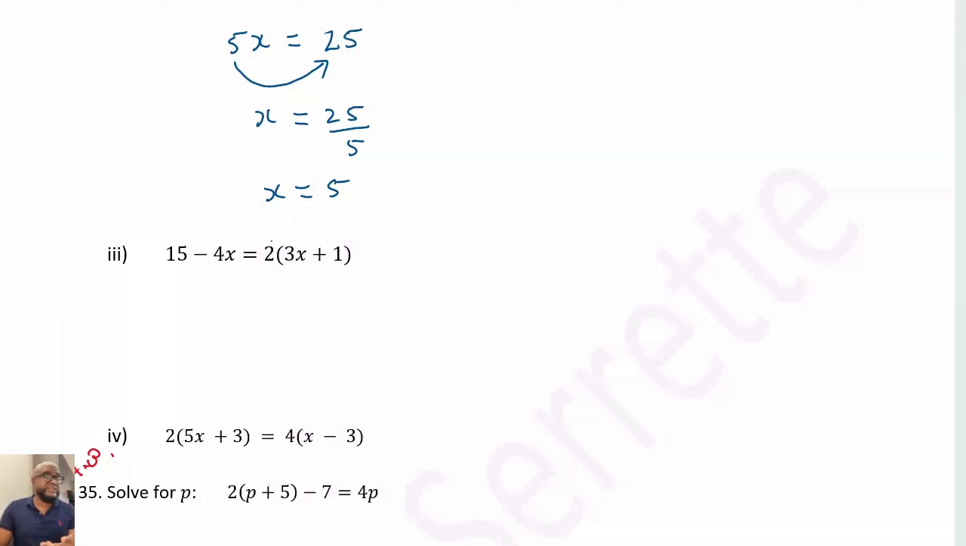How do we multiply into brackets? You see the number in front of this bracket here? It needs to be multiplied by these two terms within. Cool? So I'm going to put back the 15 minus 4x, put back the equal sign. But we need to get rid of these brackets here. So 2 multiplied by 3x. Now a note.